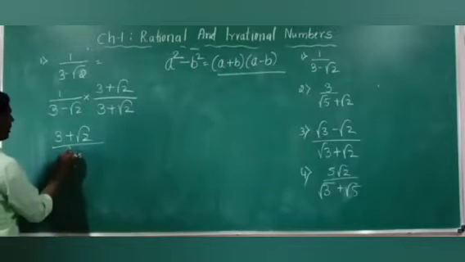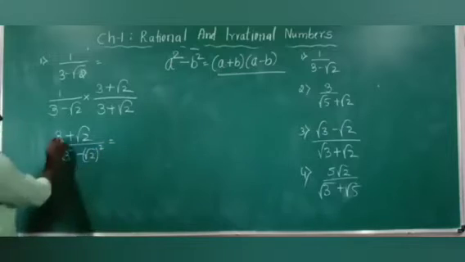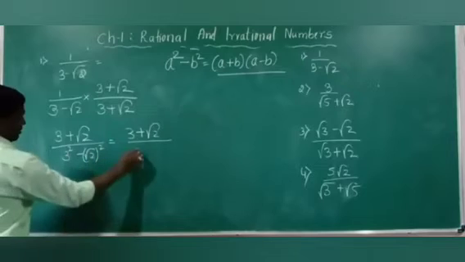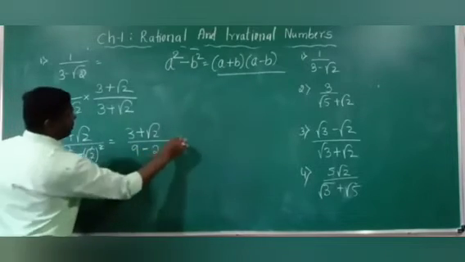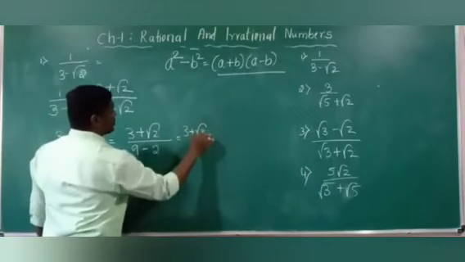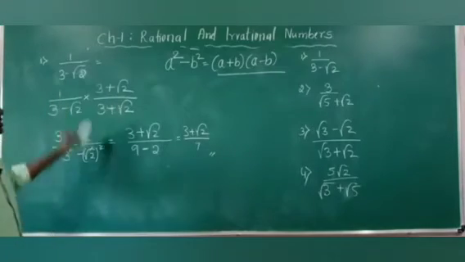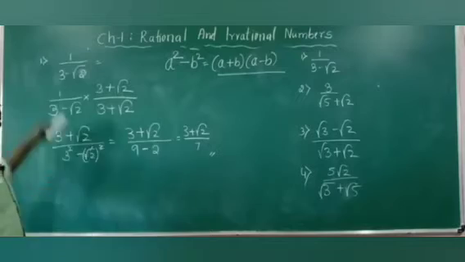So 3 square minus root 2 whole square. Here 3 plus root 2, we cannot add these two, so write as it is. 3 square is 9, square and root get cancelled, remaining 2. So 3 plus root 2 divided by 9 minus 2 is 7. Okay, so this is the rationalized answer of the first question. Okay, see the next one.